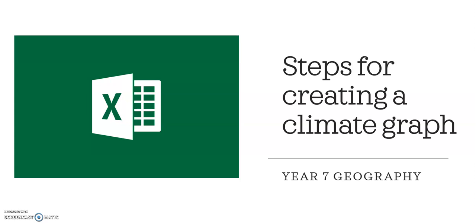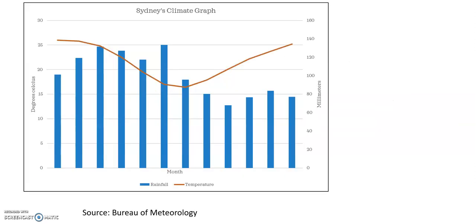Hi everyone, this video will demonstrate how to create a climate graph using Excel. This is an example of a climate graph. Climate graphs combine a column graph with a line graph. The line graphs show the maximum and minimum temperatures for each of the 12 months of the year. The temperatures are read from the left vertical axis, and the column graph shows the rainfall for each month. The rainfall totals are read from the right vertical axis.